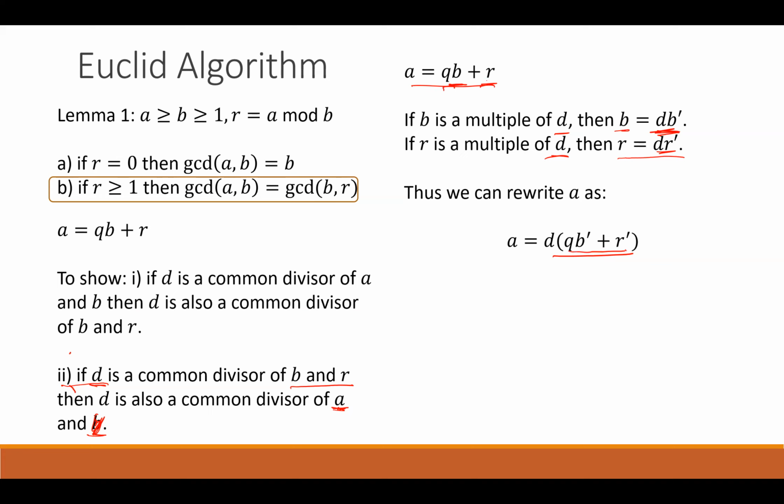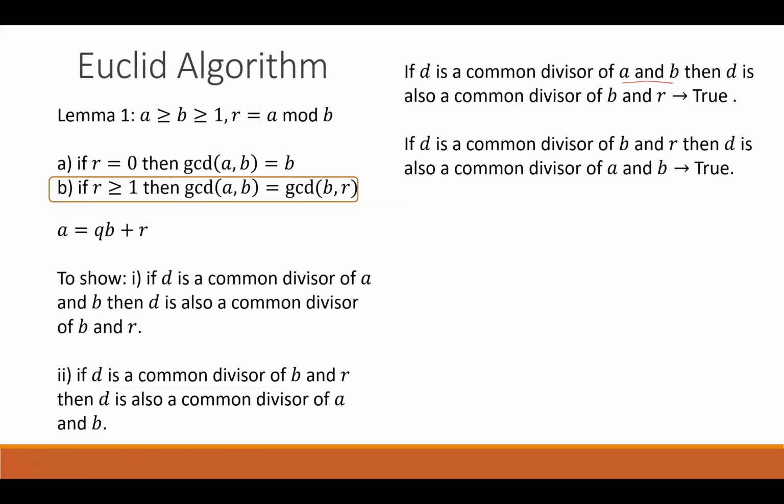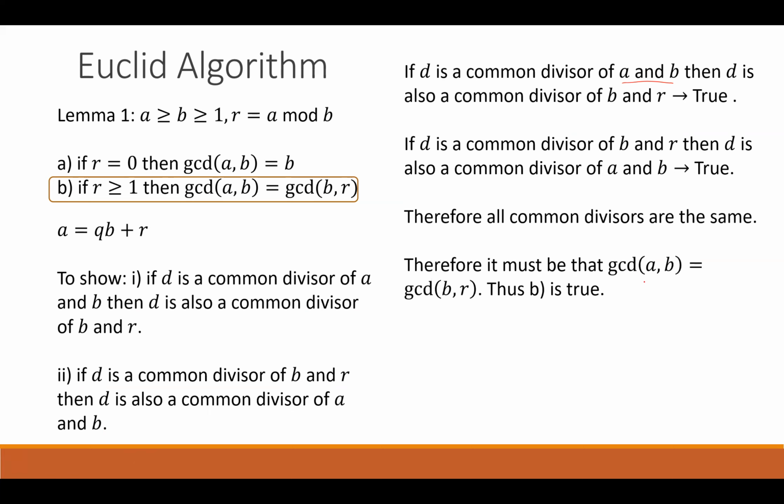So again, these are still all integers. So this expression is an integer and D is an integer, so D is a divisor of A. Okay, so what have we shown here? We've argued that all of the common divisors of A and B are the same as the common divisors of B and R, which means that the greatest common divisor of A and B is the same as the greatest common divisor of B and R. All right, so B is true.